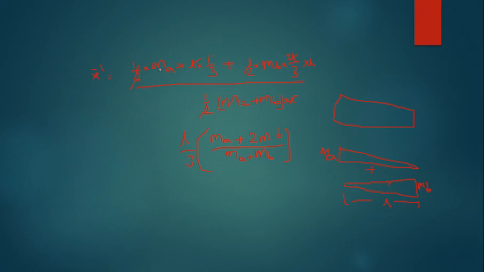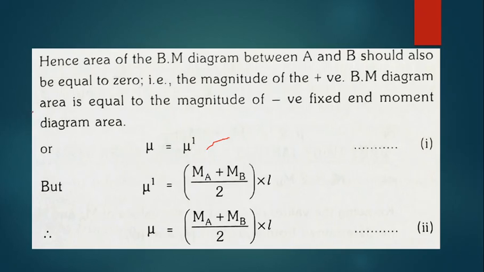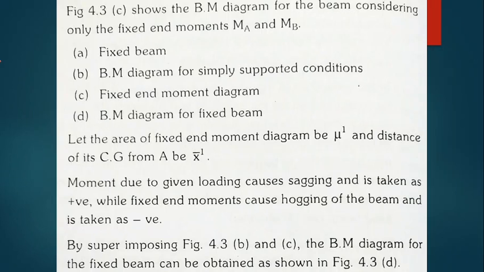Okay, now you can see the first diagram: area is half into MA into L. Up to here it is area, and L by 3 is the distance from end A to this centroid. The second part's centroid will be at 2L by 3 with respect to A. Again, half into MB into L is nothing but area, right? So like this you can calculate the equation.